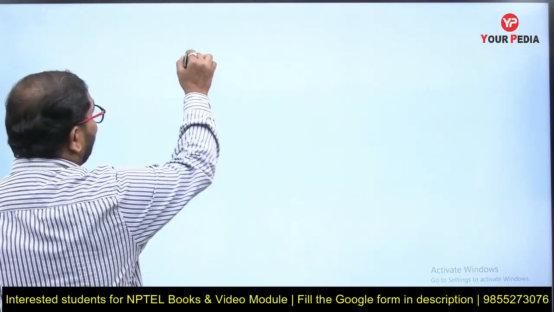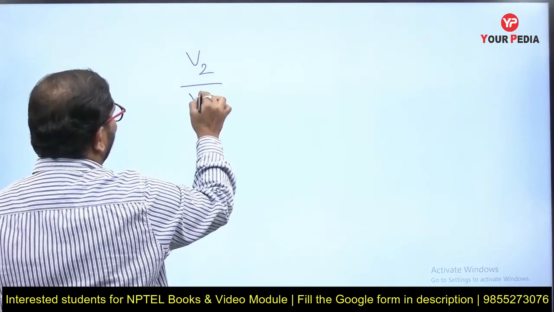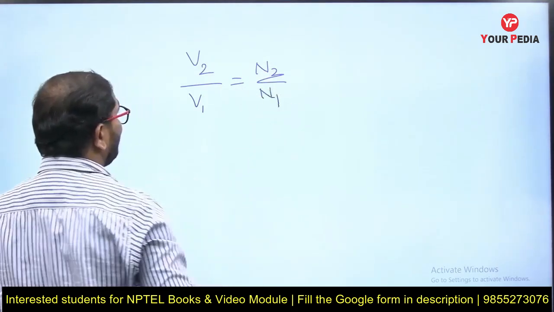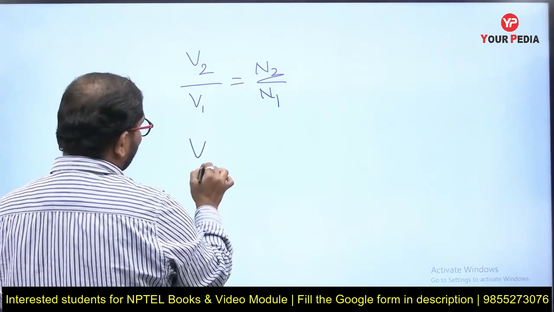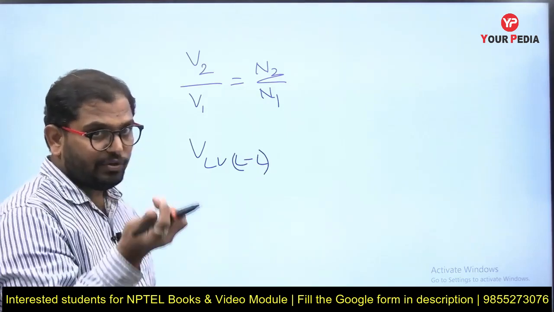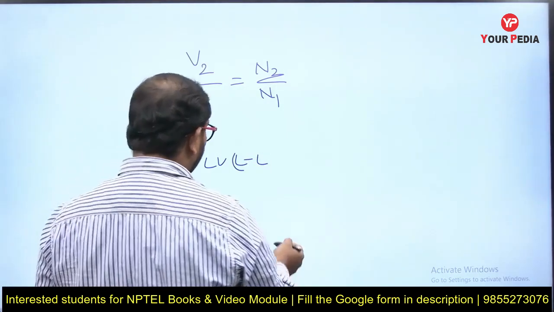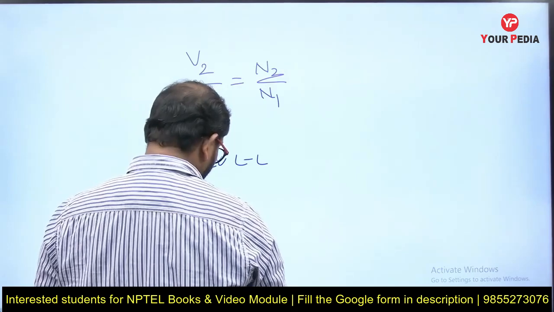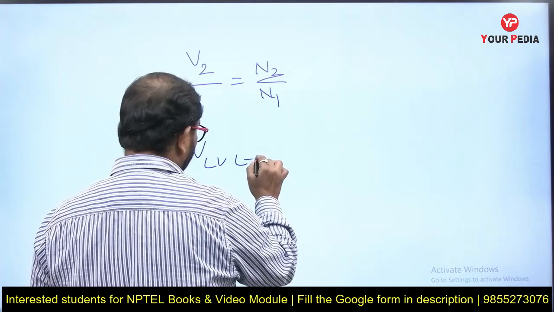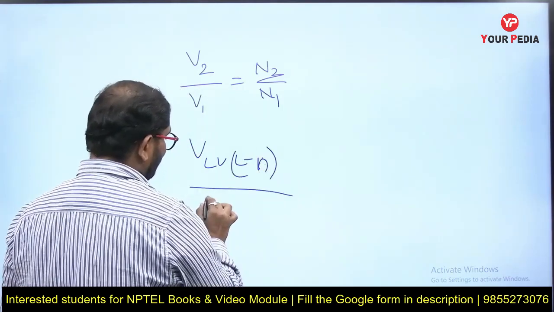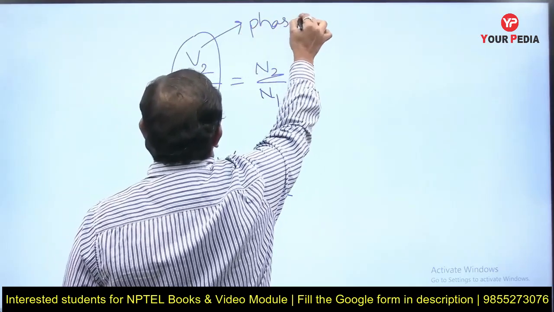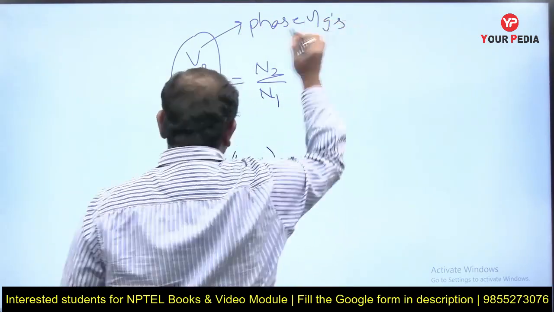Now V2 by V1 is equal to N2 by N1. So what is V2? That is the LV side line to line voltage we need to calculate. Actually, we first need to calculate the phase voltage. The turns ratio is always based on what voltage? Phase voltage only. So this is the LV side phase voltage. These voltages are phase voltages you need to consider, always phase voltages only.